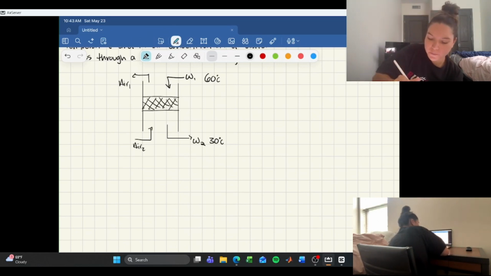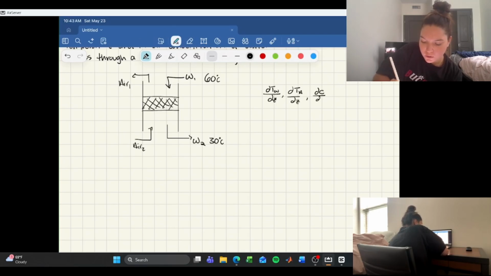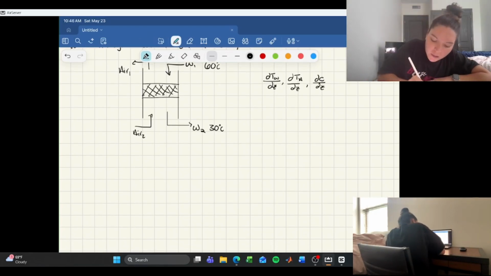So we're trying to find the change in temperature of the water with respect to position, the change in temperature of the air with respect to position, and the change in concentration with respect to position. So that's what we're trying to find. So looking at the packing, this is going to be represented by A, and it's going to be in units of meters squared per meters cubed, which is just inverse meters.